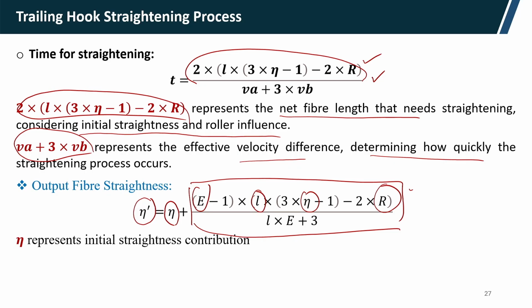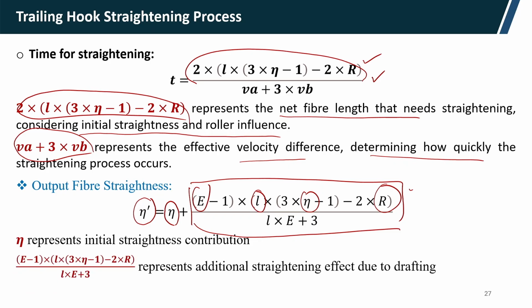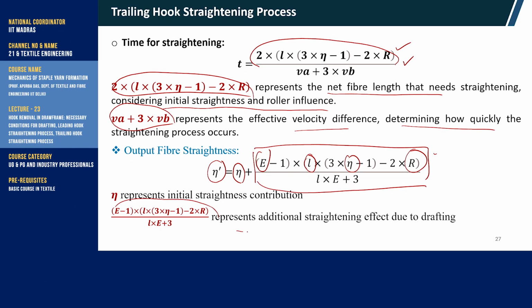So, eta represents the straightening contribution, and this total factor represents the additional straightening effect due to drafting. So, this equation can be derived based on some empirical relationship.